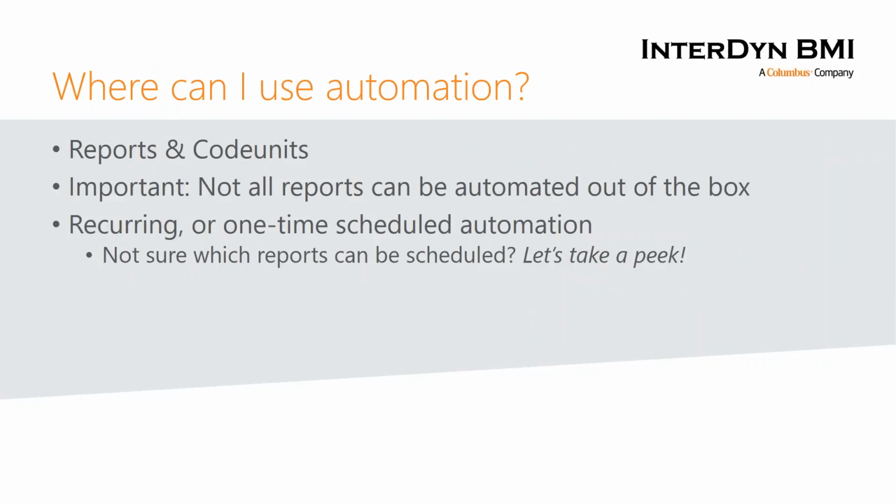So where can I use automation? Reports and code units. Those are the two most important places. Not all of the reports can be automated out of the box, so this is an important distinction.